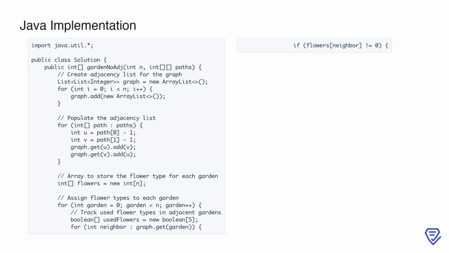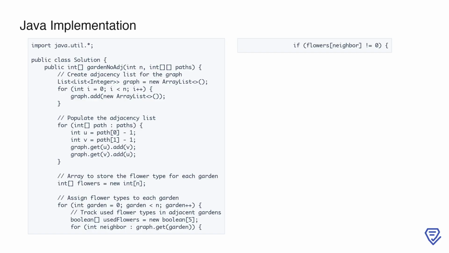Here, we begin implementing the solution in Java. First, we import the necessary libraries and define the solution class with the method gardenNoAdj, which takes the number of gardens, n, and a list of paths connecting them as input. To represent the garden connections, we create an adjacency list using a list of lists. For each garden, we initialize an empty list to hold its neighbors. Then, by iterating over the paths array, we populate this adjacency list.